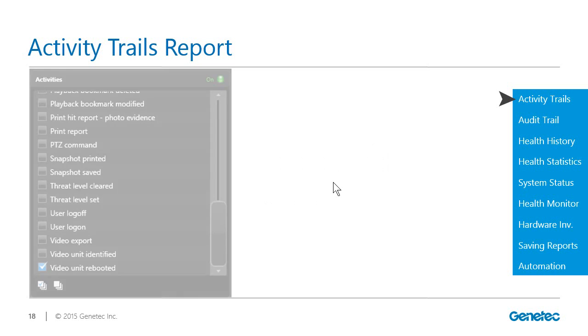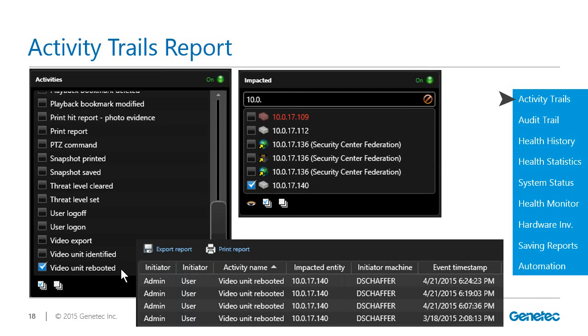From the report parameters, we can use the video unit rebooted option right here as the activity type. We can select the unit as the impacted entity, and once we run the report, like we've done down here, we can see who did the reboot for the unit in the initiator column here. We can also see what time it was done at in case there are multiple reboots that have happened.